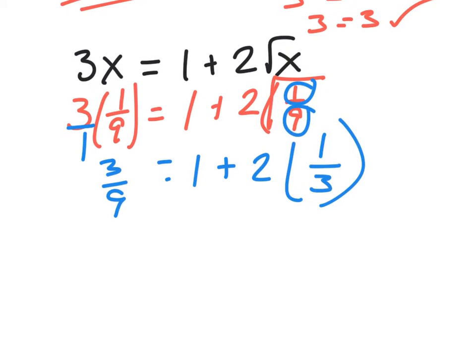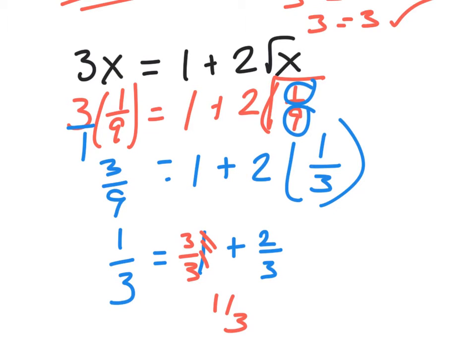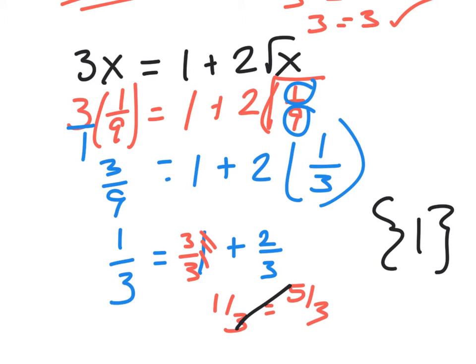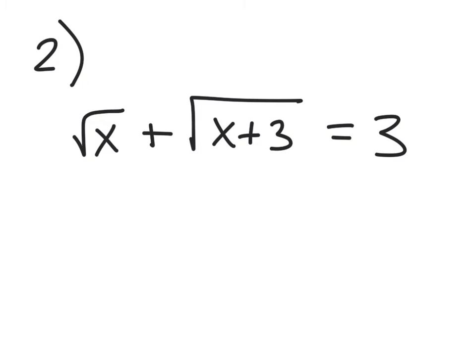Now, if you need to use your calculator, that's fine too. 3/9 reduces to 1/3. And here I'm going to get 1 plus 2/3. 1 I'm really going to call 3/3. So I get 1/3 equals 5/3. I would say those are not equal. Therefore, I'm going to reject the 1/9 answer, and I'm going to say my only solution is x equals 1. All right, now that we're warmed up and ready to go, let's take a look at this rascal.